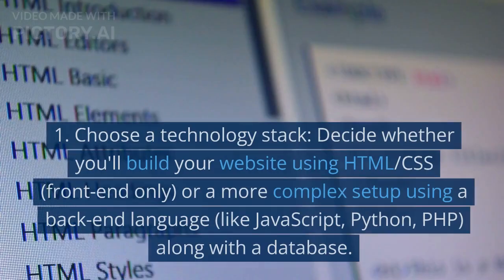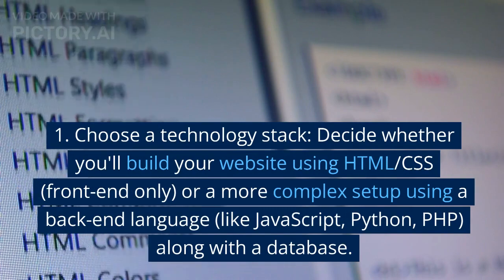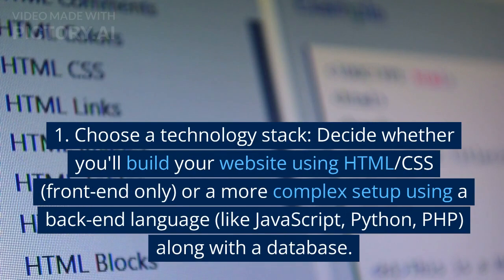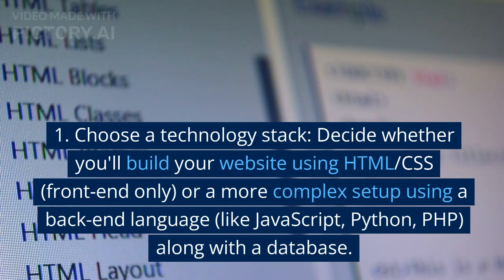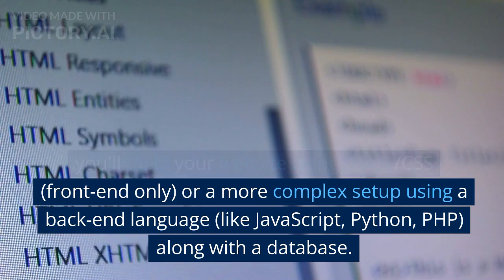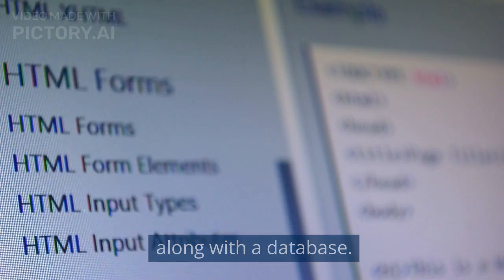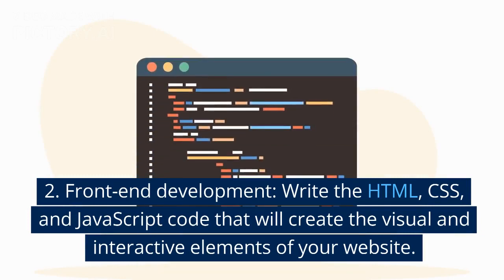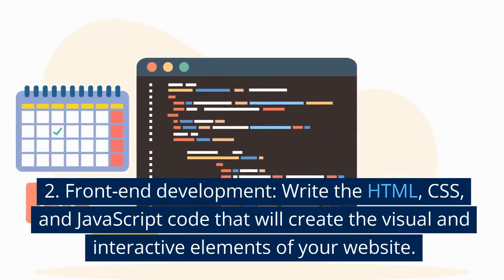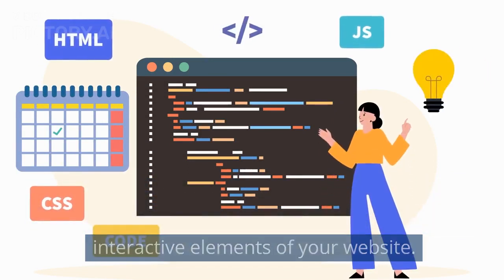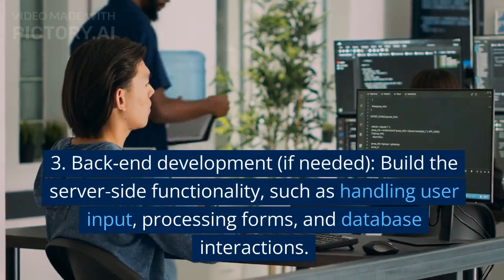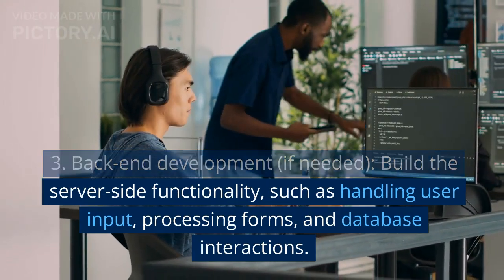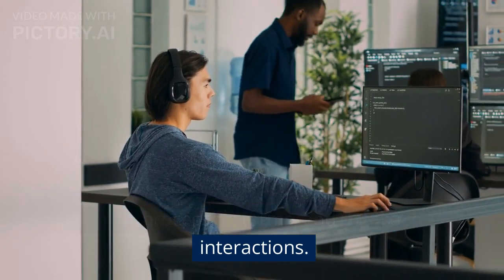Development. 1. Choose a technology stack. Decide whether you'll build your website using HTML/CSS, front-end only, or a more complex setup using a back-end language, like JavaScript, Python, PHP, along with a database. 2. Front-end development. Write the HTML, CSS, and JavaScript code that will create the visual and interactive elements of your website. 3. Back-end development. If needed, build the server-side functionality, such as handling user input, processing forms, and database interactions.